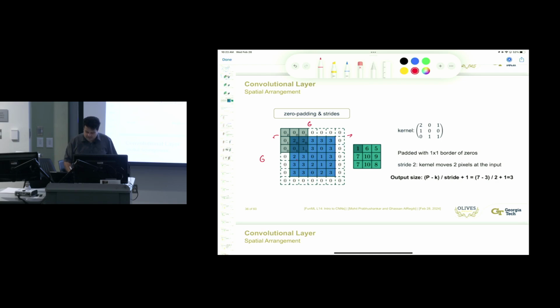You can just replicate this. So instead of this being 0 here, it could have been 2. This also could have been 2. This could have been 2. This could have been 3. So I'm just padding whatever is here, essentially. I could do that as well.